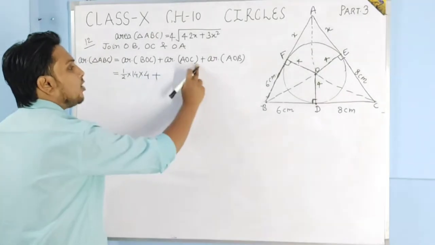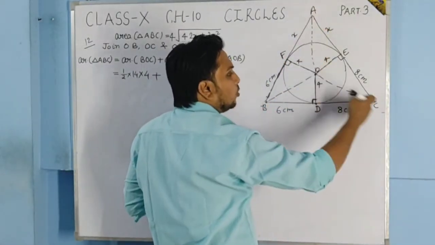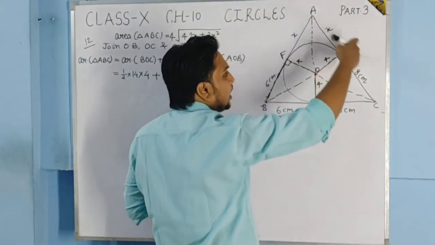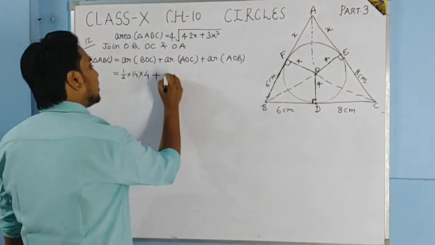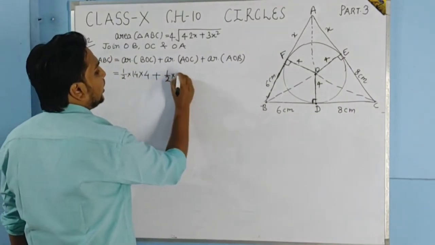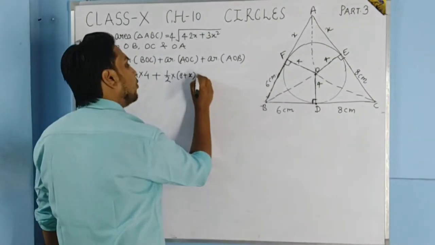Plus area of AOC. Now we'll talk about this triangle AOC. Base is how much? Base is AC. So it is 8 plus x, half into base. Base is 8 plus x and height is 4.